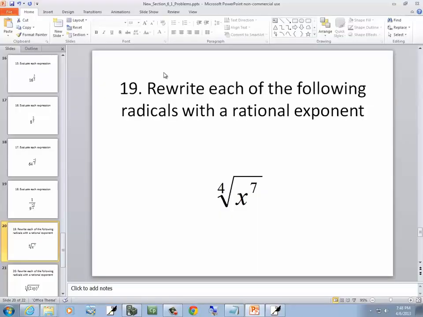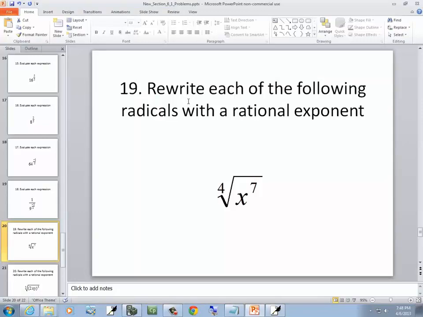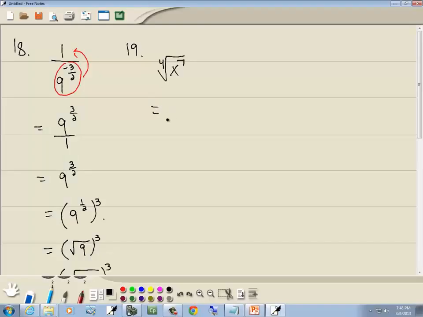Okay, on this one we got the 4th root of x to the 7th. And here's just a few more, rewriting them in rational exponent form. So this is going to become x to the 7/4 power. Again, whatever power is here goes up on top, and whatever your index is goes in your denominator. So that's our answer.